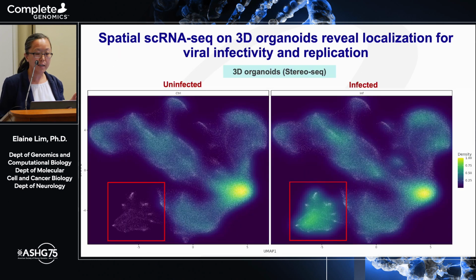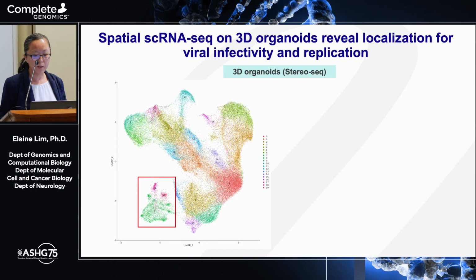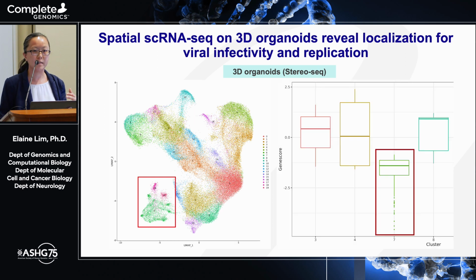Looking at the density map of the Stereo-seq data, our uninfected sample is on the left, the infected sample is on the right. We noticed that there was a particular cluster of cells that stood out as being more represented in the infected samples, boxed in red at the bottom. This particular cluster was primarily comprised of cells that contributed to the signal in cluster 7. And as a reminder, cluster 7 was the cell type cluster that showed very high discordance with what we had observed in the 2D organoids, especially using bulk RNA sequencing.